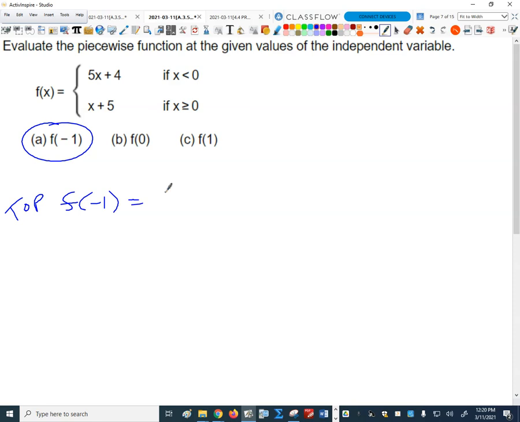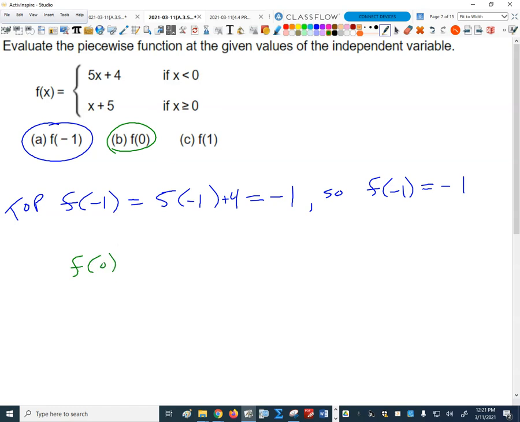And so then in the top piece, every place where I used to have an x, I'm going to plug in a -1. And so what do I get? -5 plus 4 is going to give me -1. So for this piecewise function, f of -1 equals -1, right? Everybody see that? Okay, what about the next piece? We'll make this one green.